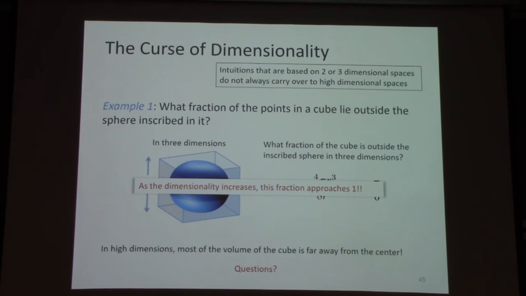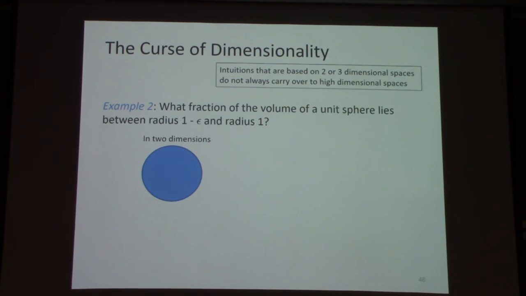Okay. Now let me give you a second example that talks about a similar sort of thing. This time, I want to ask what fraction of a unit sphere lies very close to the surface. In other words, what fraction of the volume of a unit sphere lies within radius 1 minus epsilon to radius 1. So basically, this is a circle of radius 1, this is a circle of radius 1 minus epsilon, so you have this ring of width epsilon. And I want to ask, how many points live in that ring? For a very small epsilon.